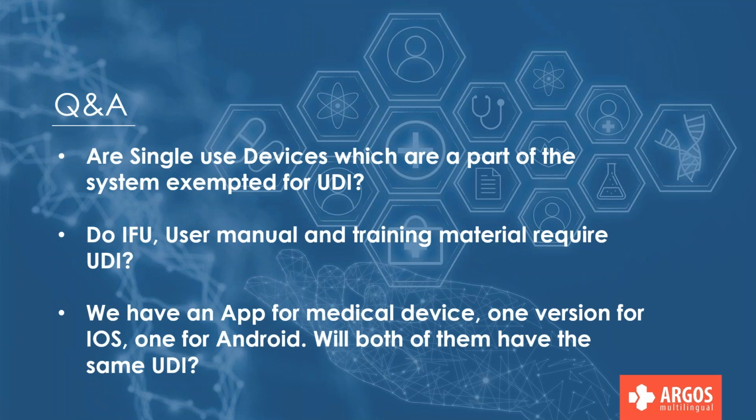All right, are single-use devices, which are a part of the system, exempted for UDI? Yes. I'm just going to say yes very briefly. Now remember, the system is going to have its own, I'm sorry, it's not exempted from UDI. It has to have a UDI, but it's not going to have the direct marking. It's not going to have the labels. So a single-use device may be assigned a UDI, but it's not going to be direct marked, and it's not necessarily going to have its own label within the package.